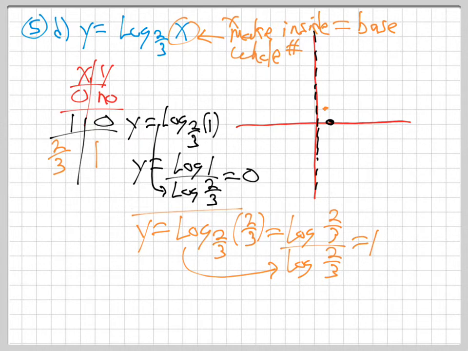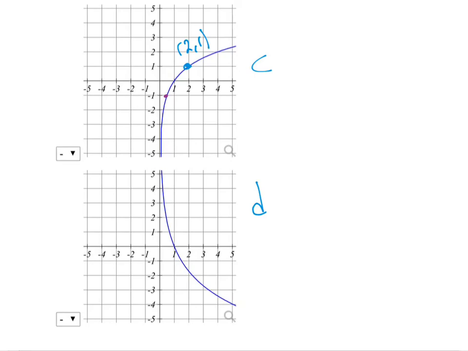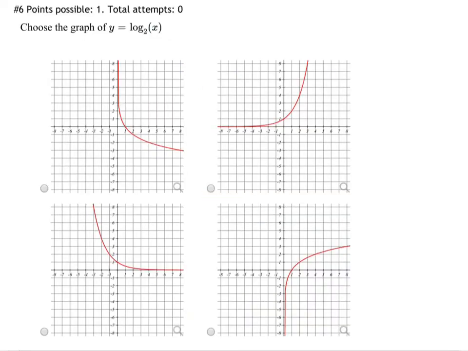So this graph must be going up and then coming down like that. Sure enough, that's what matches 5D. There it is. It matches. Good, that was a long one.